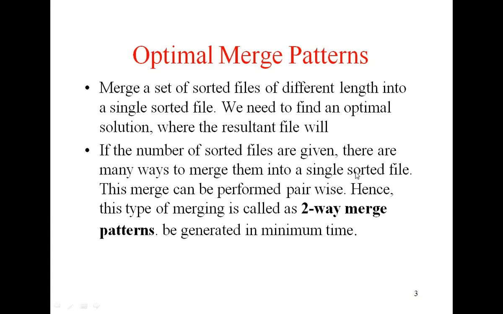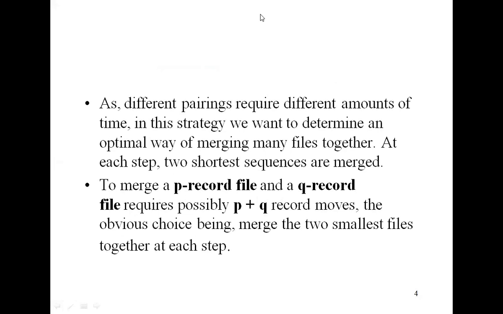There are many ways to merge them into a single sorted file. This merge can be performed pairwise. Hence, this type of merging is called a two-way merge pattern. So this is a two-way merge pattern. Different pairings require different amounts of time. In this strategy, we want to determine an optimal way of merging many files together.